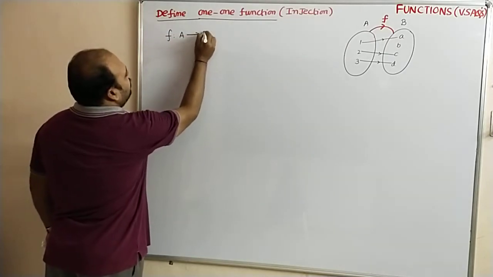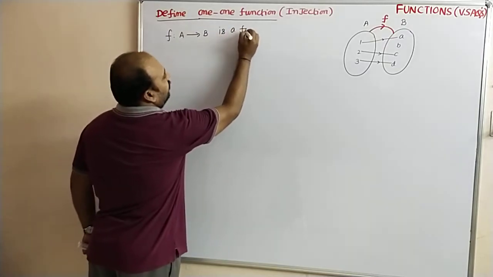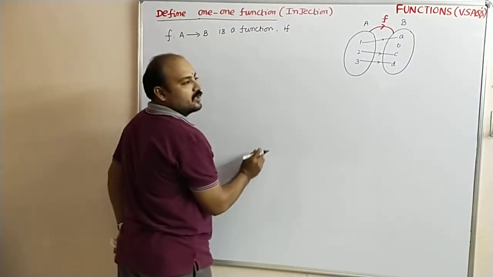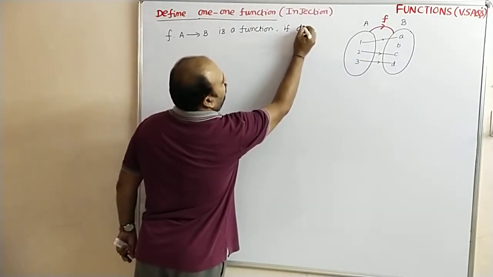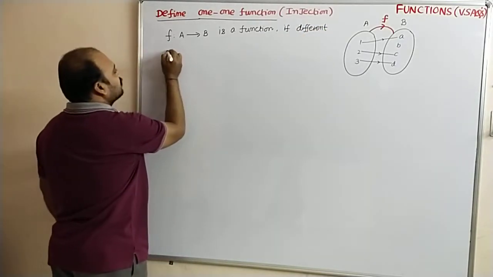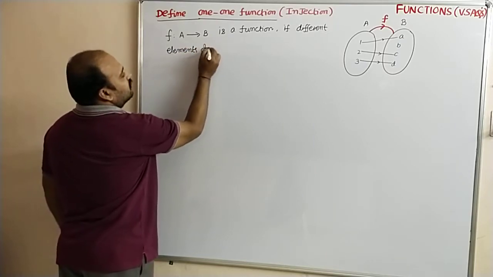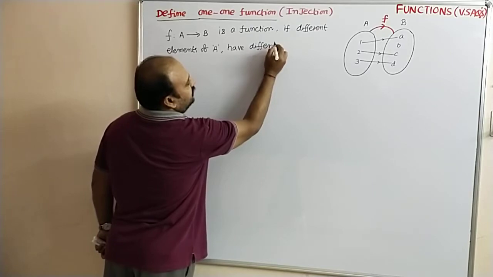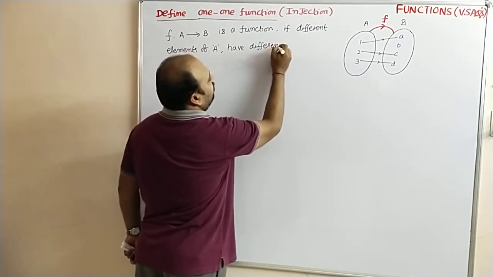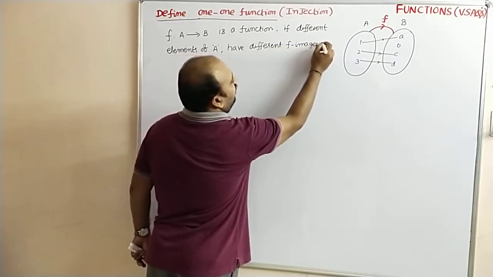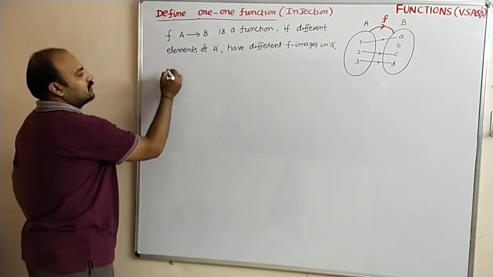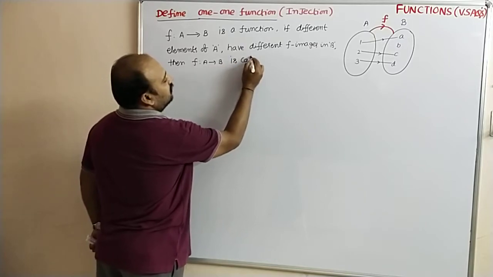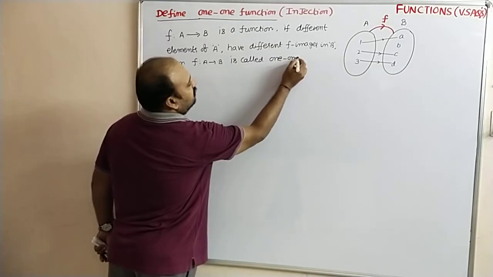f from A to B is a function. If different elements of A have different f images in B, then f from A to B is called a one-one function or injection.